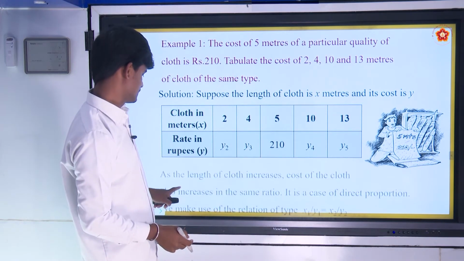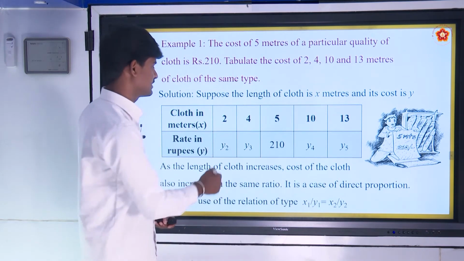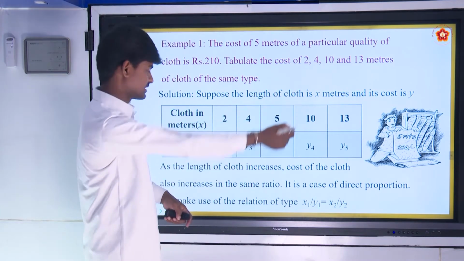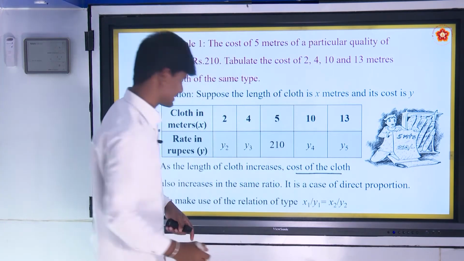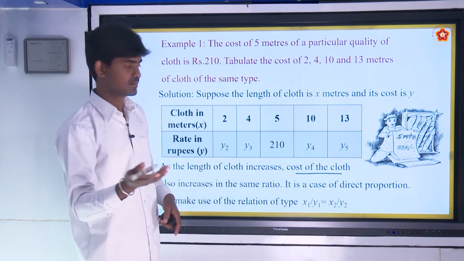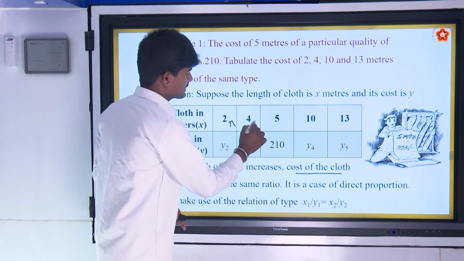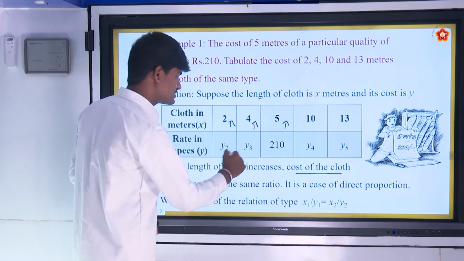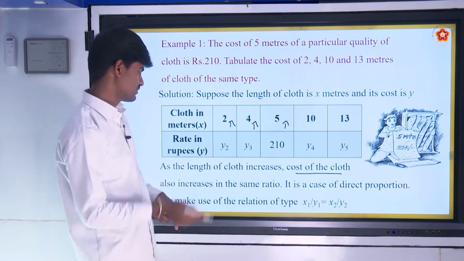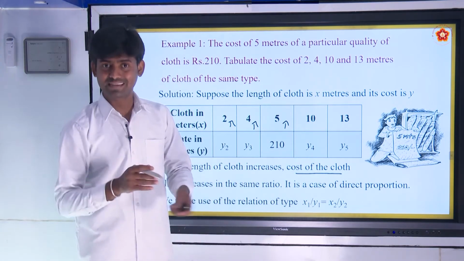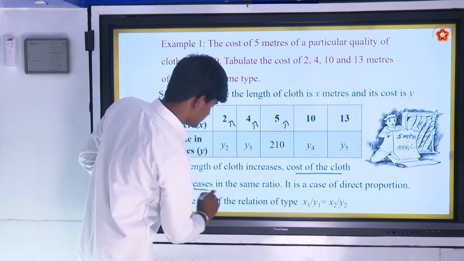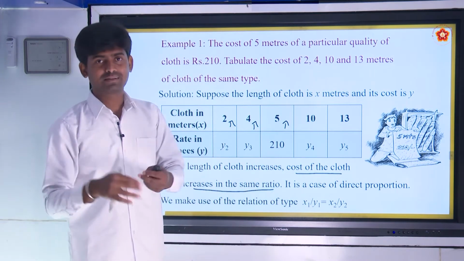Next. As the length of the cloth increases, the cost of the cloth also increases. Means here, as the length of the cloth increases, the cost also increases. So it varies directly and increases in the same ratio, and it has to vary directly.